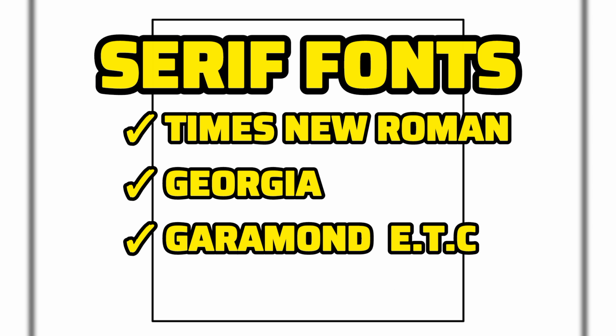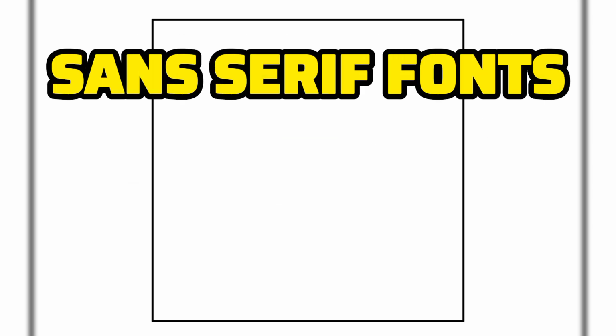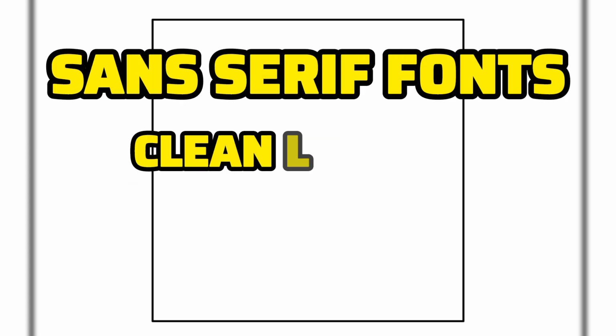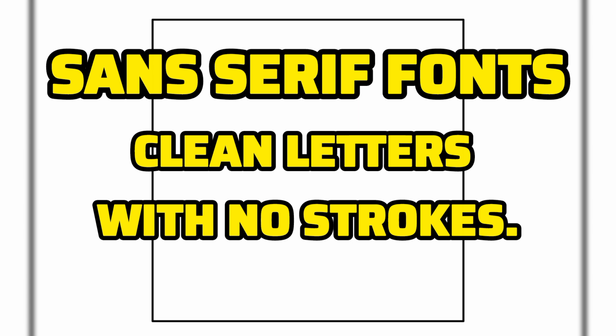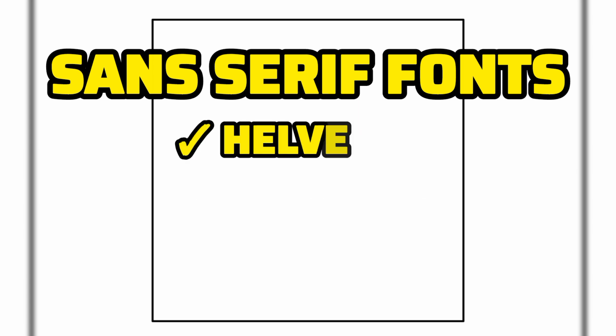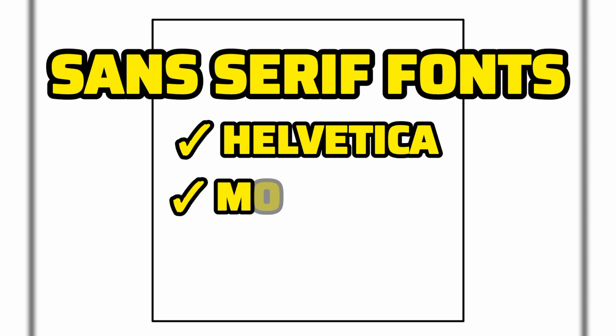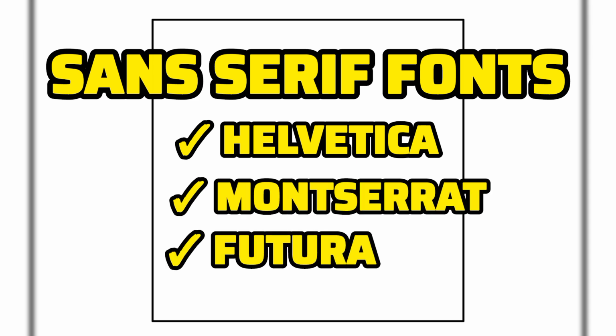The next category of fonts we have is sans-serif font. Sans-serif fonts are the ones without strokes, just clean letters without strokes. So when you want to make use of sans-serif font, you have to understand that they are without strokes. For example, we have Helvetica, Montserrat, Futura, and Poppins.